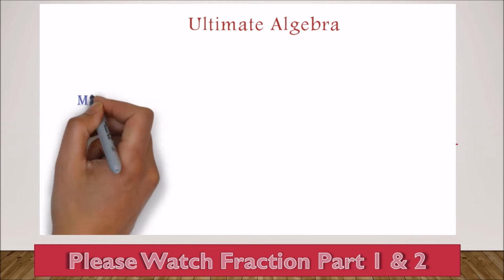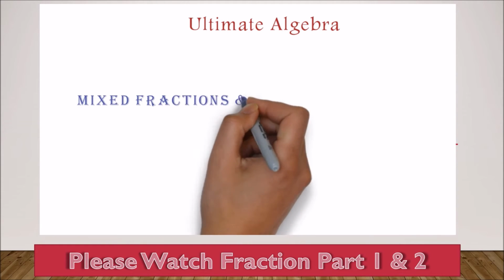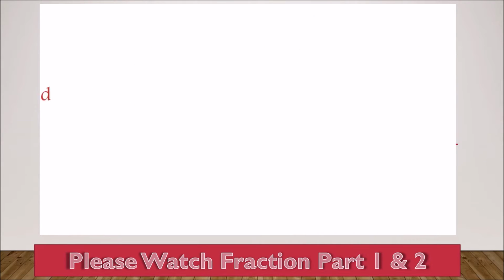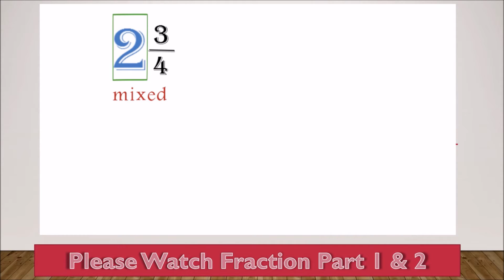In this video from ultimatealgebra.com, we'll be looking at mixed fractions and improper fractions. A mixed fraction is a whole number and a fraction combined. Example, 2 3/4. So the 2 is the whole number part and this is the fraction part.